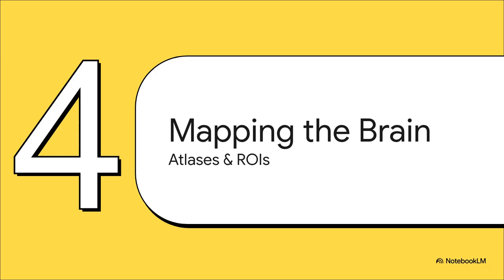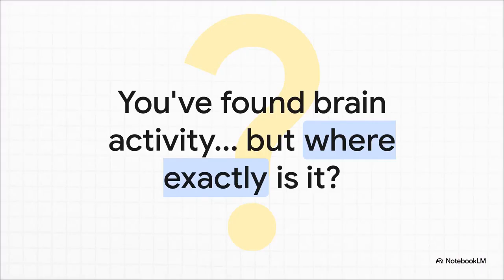So whether you use GLM or ICA, you end up with a map showing these blobs of brain activity. But a map isn't very useful without labels, right? And that brings us to the final piece of our puzzle. Exactly. It's not enough to say, hey, look, there's a blob of activity right here. To make science work, to make it communicable and something other people can replicate, you need a shared map.